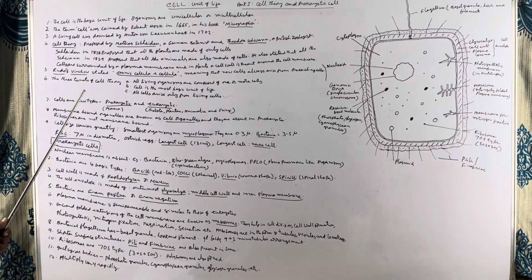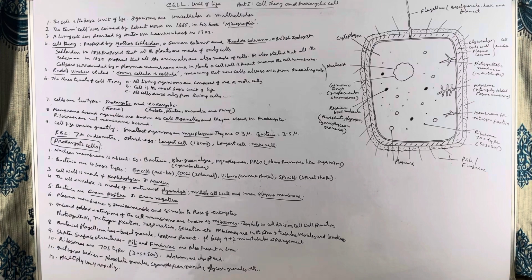Then, there are three tenets in cell theory. They are: all living organisms are composed of one or more cells. Cell is the most basic unit of life, and all cells arise only from living cells. These are the three tenets of cell theory.